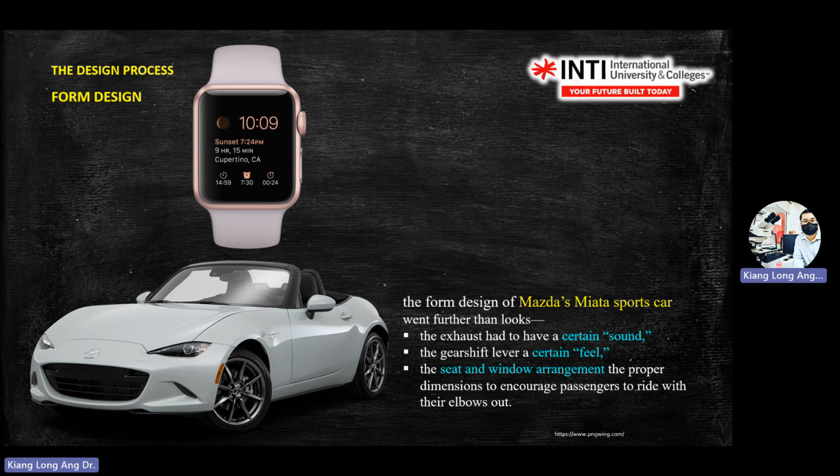The gear shift, like in a sports car, they adjust the seats and the doors properly so that the user can look cool. I mean the hand can be put on the car there or on the window there. So there's a certain reason why they design it such a way: they want it to look better or feel better. Okay. Apple Watch, you know lah.